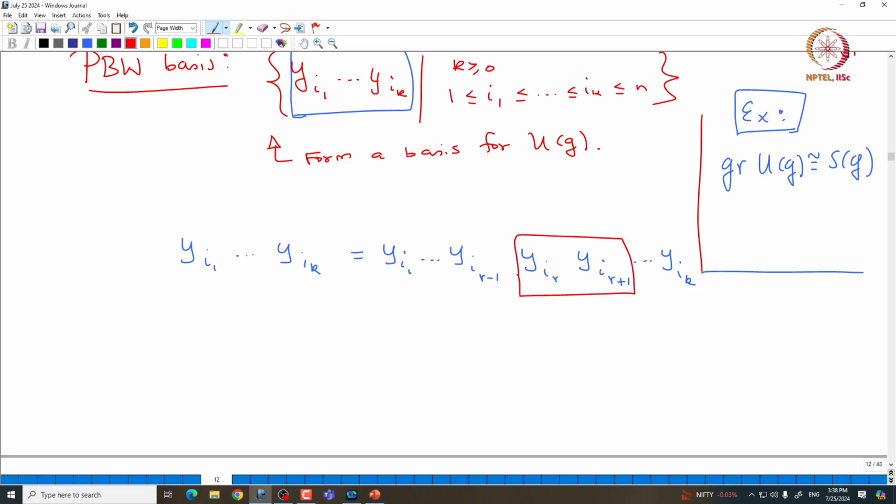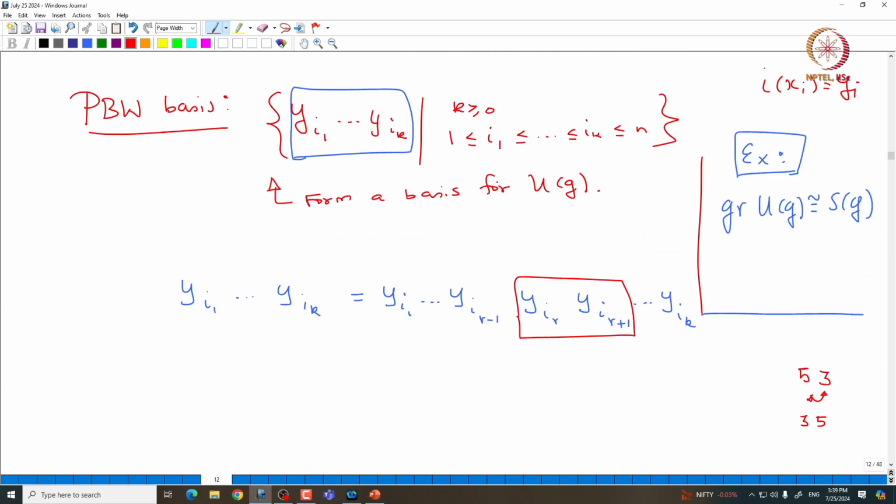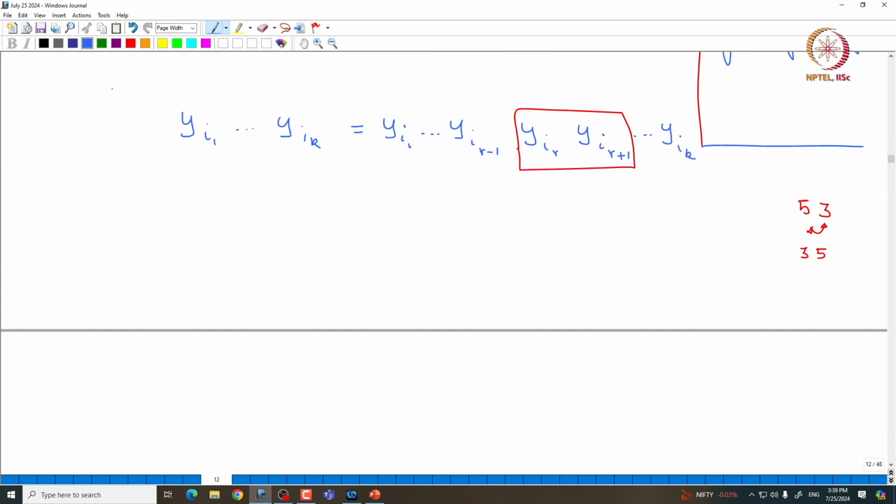So, how do you make them in the correct order? For example, it can be 5 and then 3, but you want to switch them and put them in the correct order. How can one do that? Of course, we can do that because whenever you switch, you only pay with elements coming from lower degree terms. What does it mean? Then this is exactly equal to yi1 through yi(r-1), then we switch this to yi(r+1) and yir, and you write all other elements as they are.